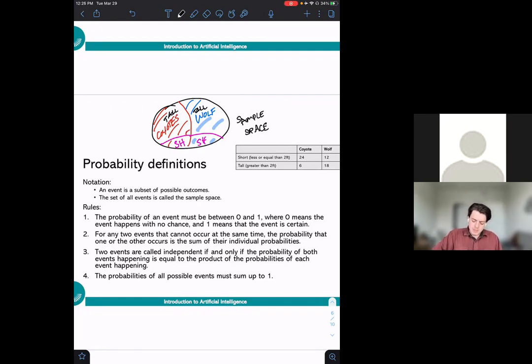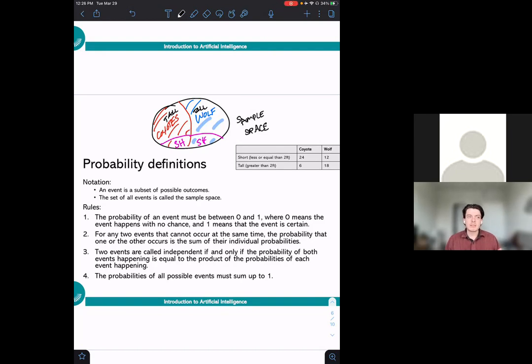And then 2 events are called independent if and only if the probability of both events happening is equal to the product of the probabilities of each event happening. And so what that means is that if there's some sort of dependency between 2 sets of events, where if one event happens, then it's more likely that the next event is going to happen, or less likely, then this is not independent. What independent means is, for example, flipping coins is a great example of an independent event: one coin flip is not dependent on the next coin flip. And so that kind of captures the key idea of independence.